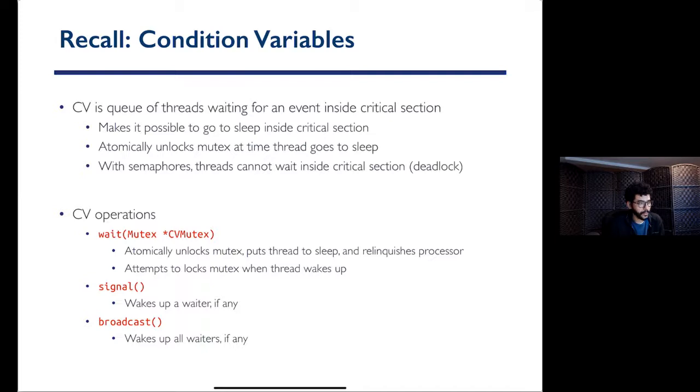With wait, we pass the mutex, and what happens in wait is the thread goes to sleep, and atomically the mutex is released or unlocked so that other threads can enter this critical section and potentially send a signal. When a signal is sent, if there is at least one waiting thread, that waiting thread gets signaled and wakes up. When we say it wakes up, we're not talking about running. We're just saying that it goes to the ready list, so the scheduler can schedule that thread, maybe not immediately, but at some point.